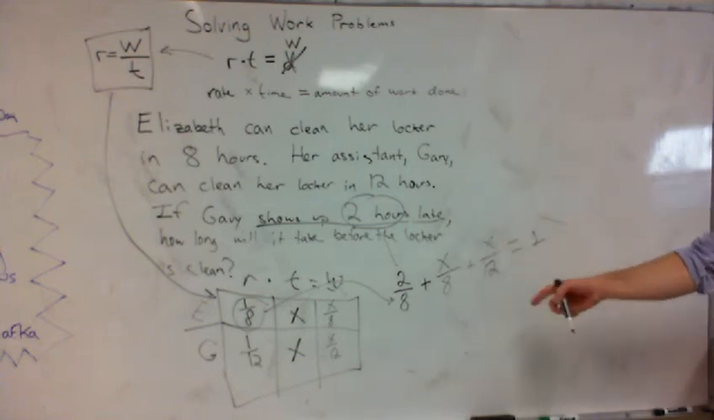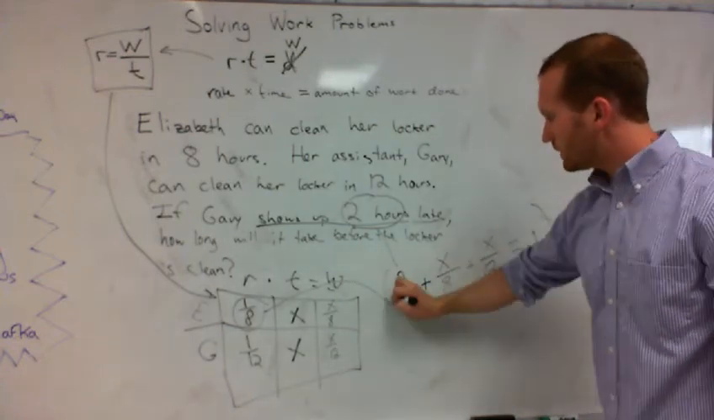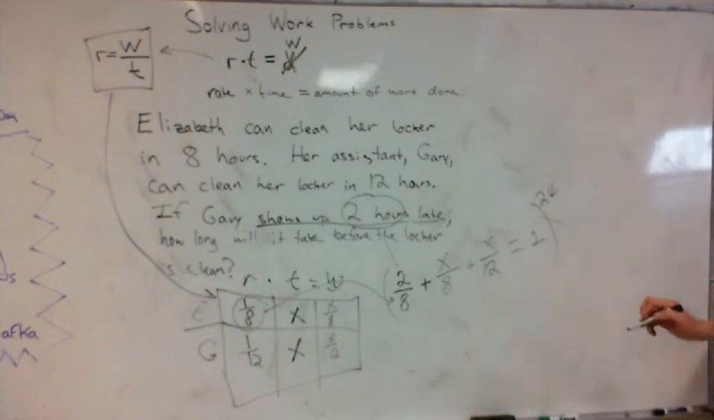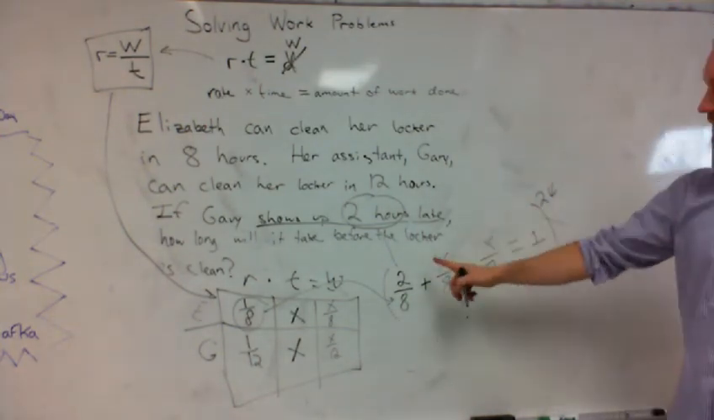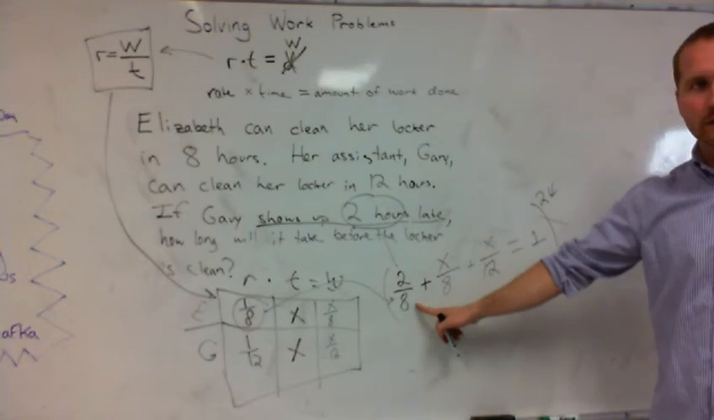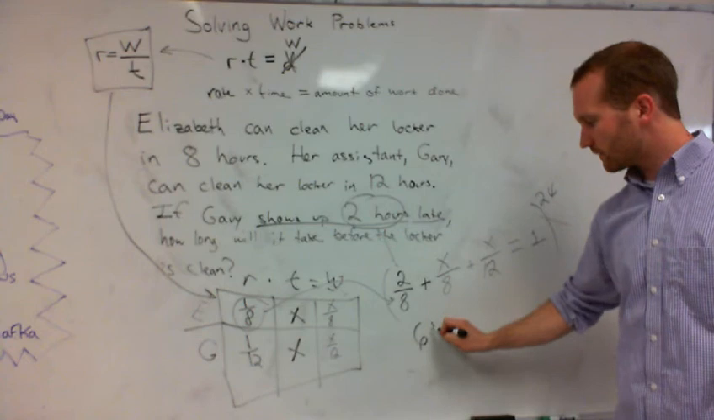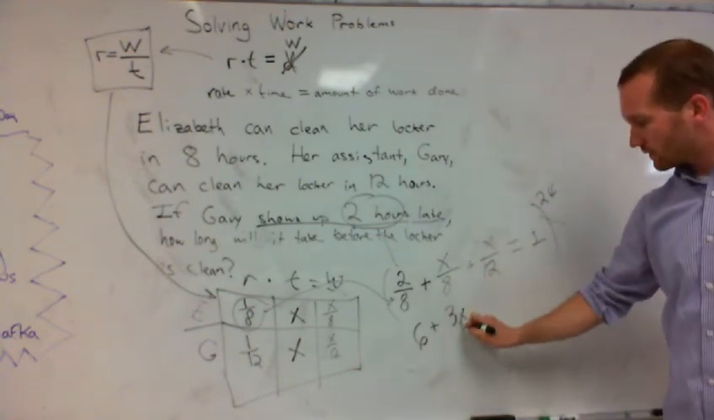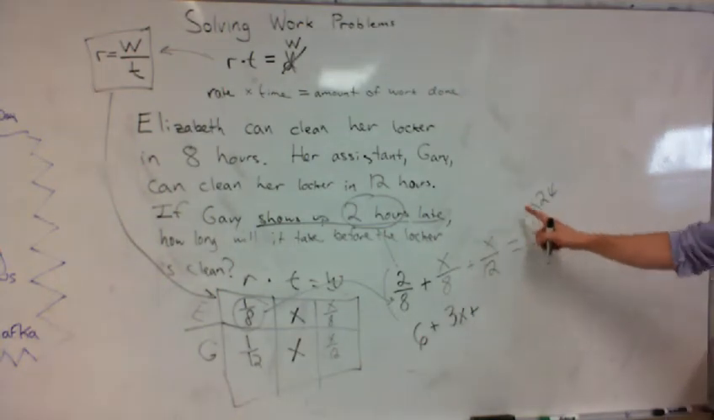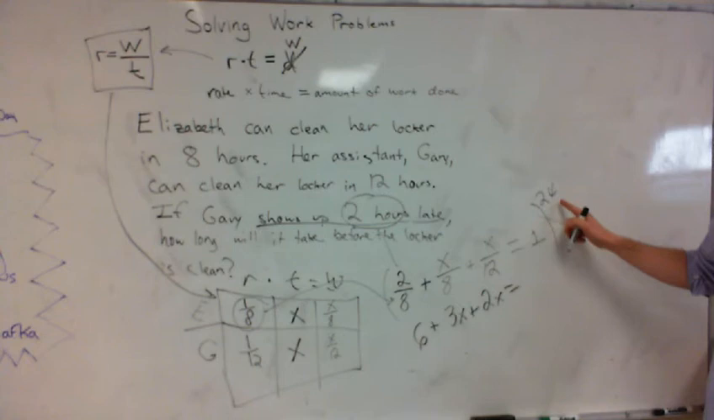So what's our lowest common denominator between 8 and 12? It's not going to be 48. 24, right? So multiply through by 24. 24 times 2 over 8. The 8's going to cancel. I'm going to have a 3 times 2. 6. 24 times x over 8, 3x. 24 times x over 12, 2x. 24 times 1.